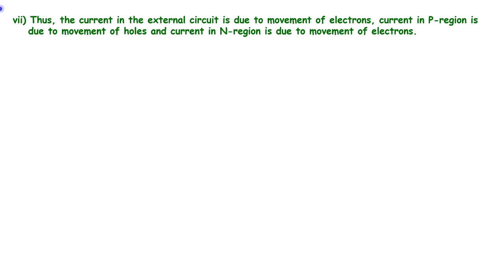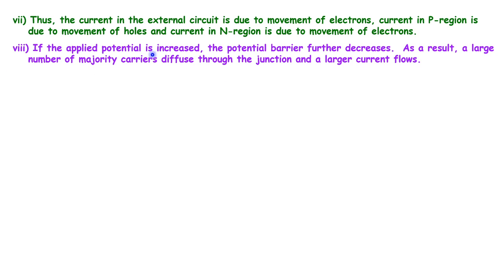Now the next point is, the current in the external circuit is due to motion of electrons, and current in the P region is due to motion of holes. The current in the N region is due to movement of electrons. If the applied potential is increased, the potential barrier further decreases. As a result, a large number of majority charge carriers diffuse through the junction and a large current flows through the PN junction. Important points to be remembered for forward bias.